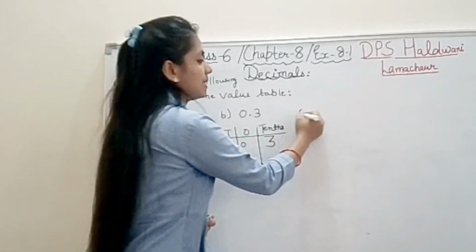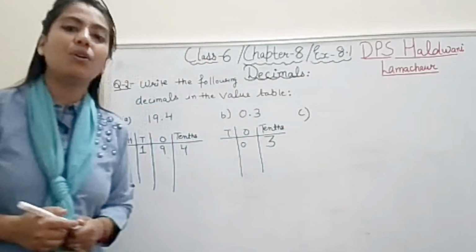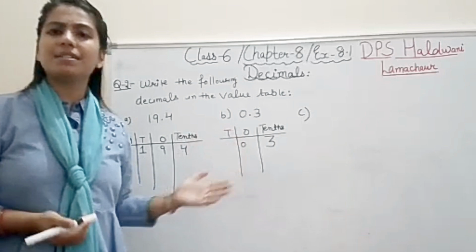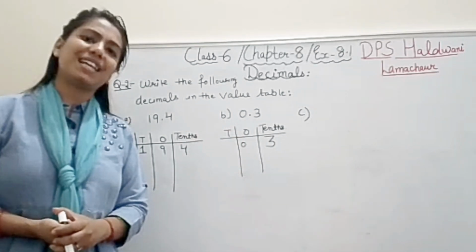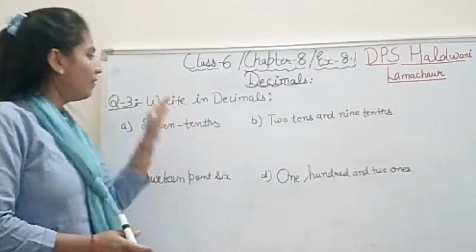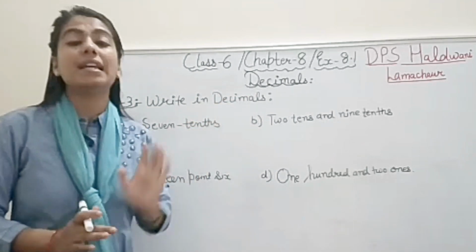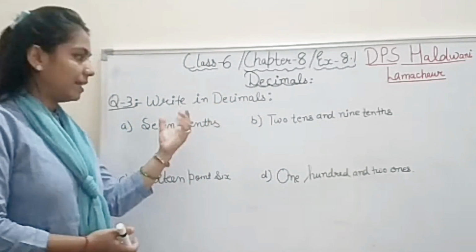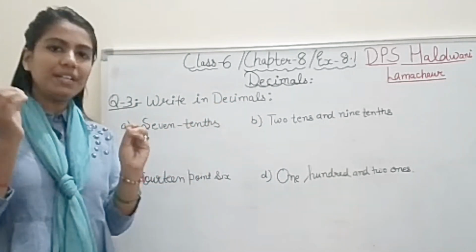And one more, C part is also there. That will be homework for you. You will do it by yourself. It's a very simple question only. Now coming to our next question. Question number 3 we have, write the following terms in decimals. Means that in the question you have terms and you have to write them down in decimal.